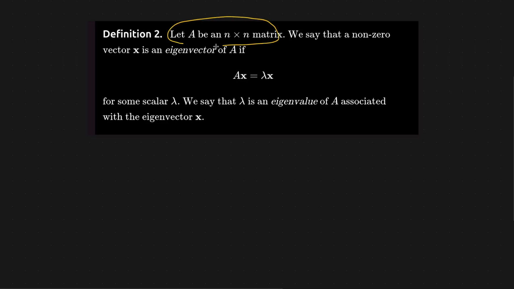Let A be an n by n matrix, so it's a square matrix. We say that a non-zero vector x is an eigenvector of matrix A if multiplying A by x has the effect of just scaling x by a scalar value, that is, Ax = λx for some scalar lambda. If that happens, we call x an eigenvector of the matrix. We say that lambda is an eigenvalue of A associated with eigenvector x.